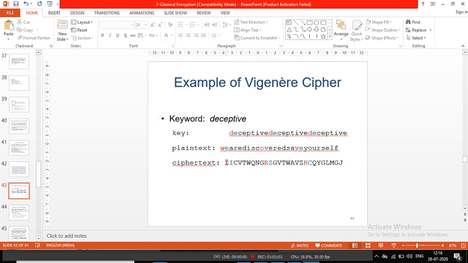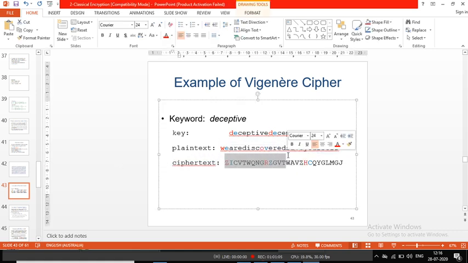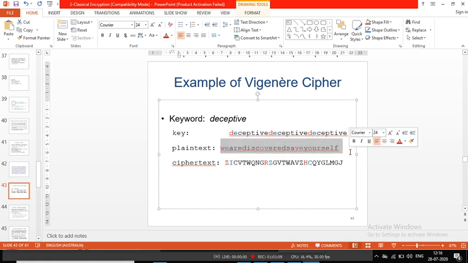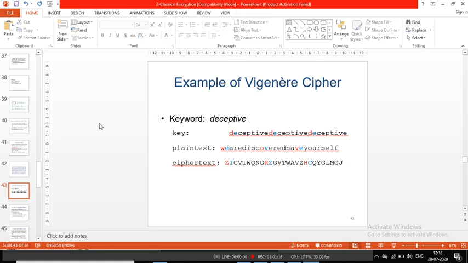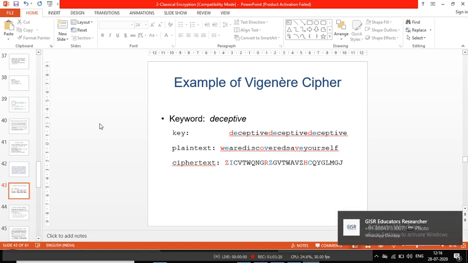You want to continue for that whole sentence. Clear? So this is known as polyalphabetic cipher. Clear? Okay, so till now we have seen five methods in the substitution technique, and the last one is one time pad.